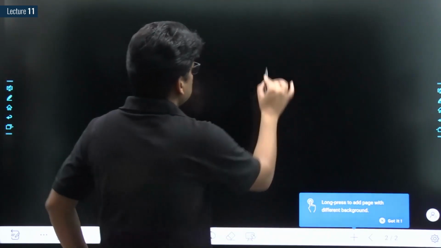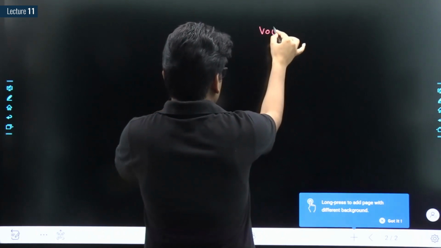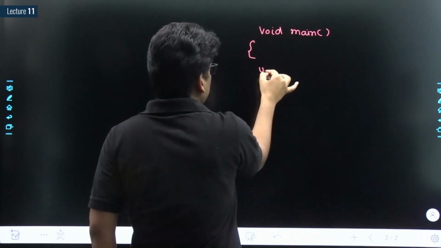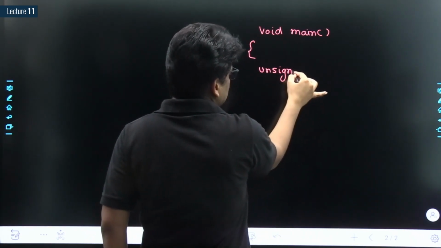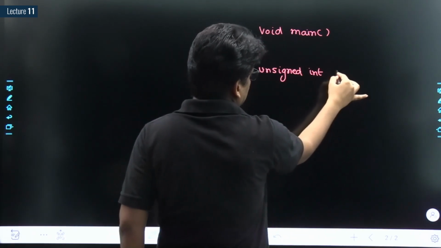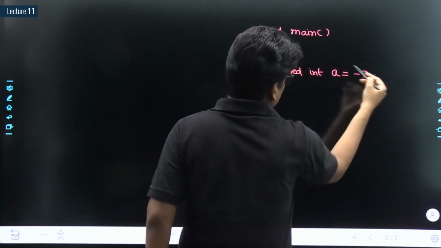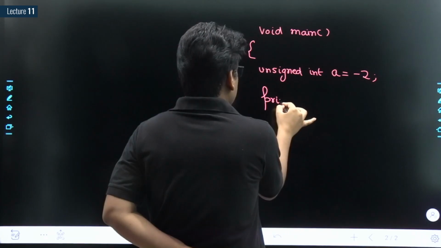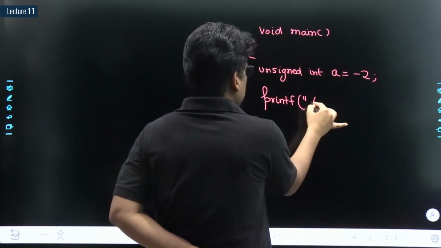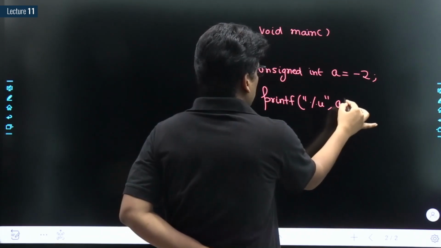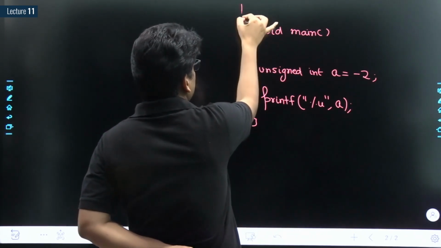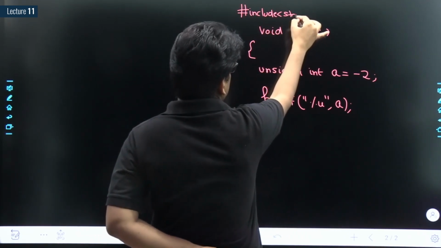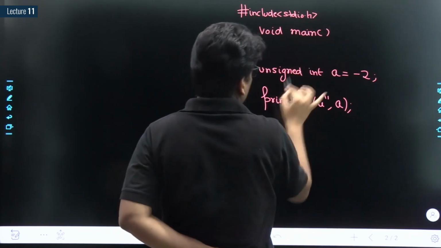Okay, sir, done. Let us try to focus on another question. void main, unsigned int a is equal to -2. printf %u, a, and don't forget to include stdio.h that contains the information related to printf.